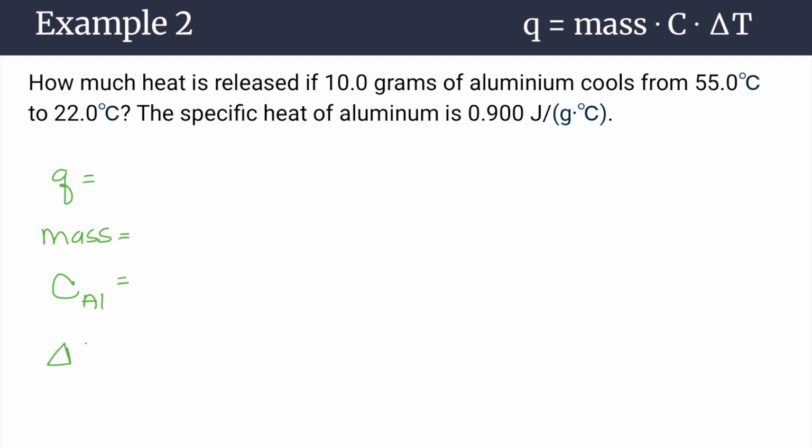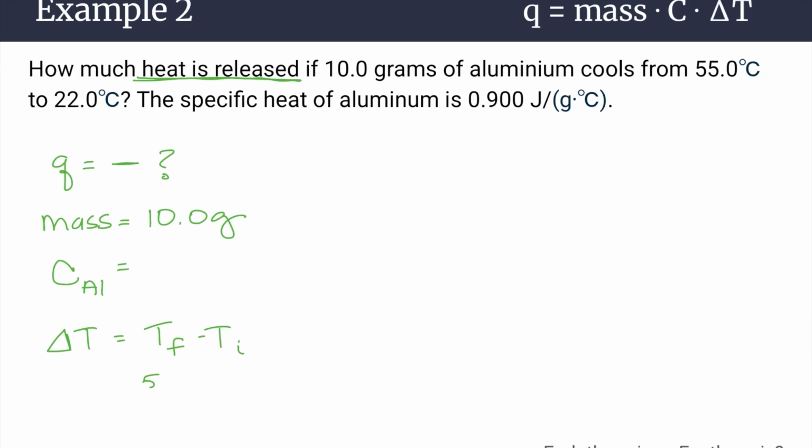And then change in temperature is temperature final minus temperature initial. And so how much heat is released? Well, released means heat is leaving, and so we should expect a negative answer, and that's what we're looking for. If 10 grams, so we have 10 grams as our mass, of aluminum cools from 55 to 22 degrees Celsius, so final temperature is 22 degrees Celsius minus that initial temperature of 55 degrees Celsius.